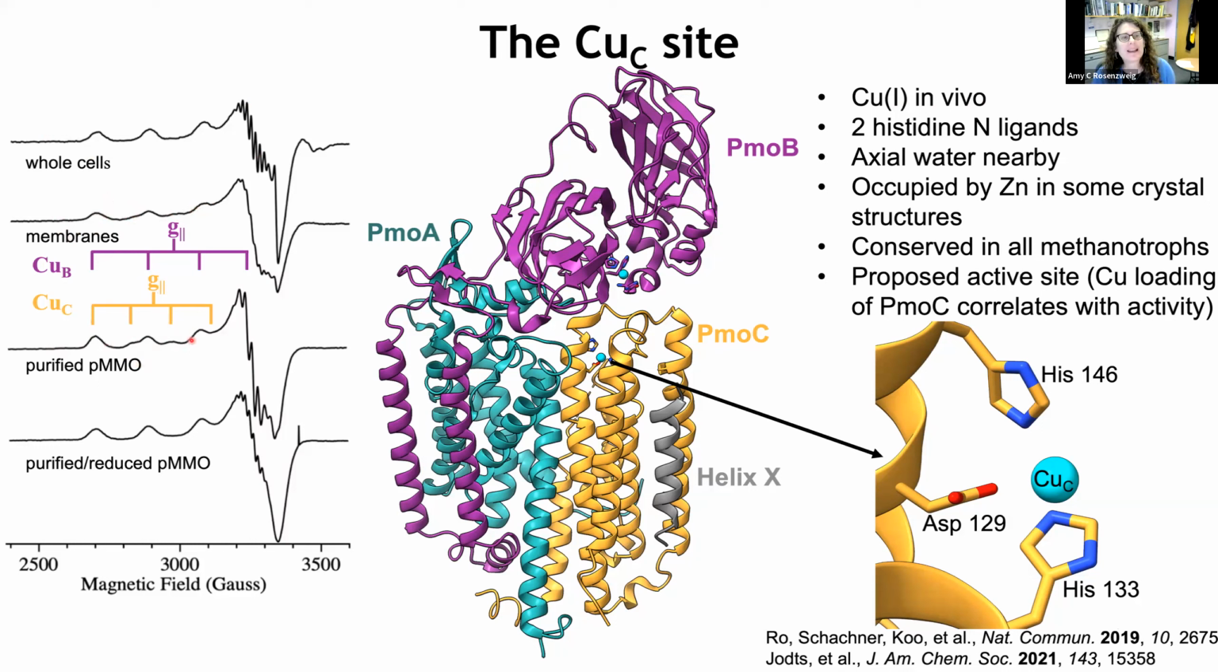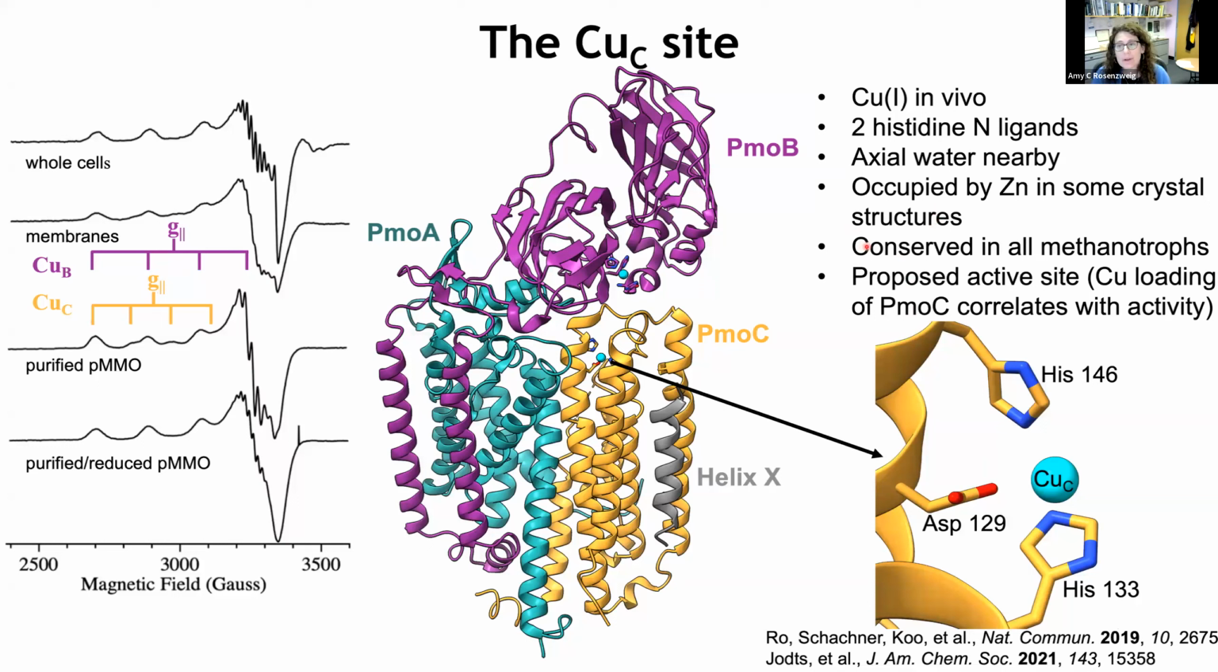And what that means is that a second EPR signal is growing in. So what we believe happens is that as we take the enzyme out of the cell and start to purify it, this site, which starts out as copper 1, begins to oxidize to copper 2, and thus we get 2 different EPR signals. We also have evidence for an axial water near this site. Interestingly, this site can also be occupied by zinc. So if we crystallize the enzyme in the presence of zinc, which is sometimes needed to mediate contacts in the crystal lattice, we also see zinc in this site.